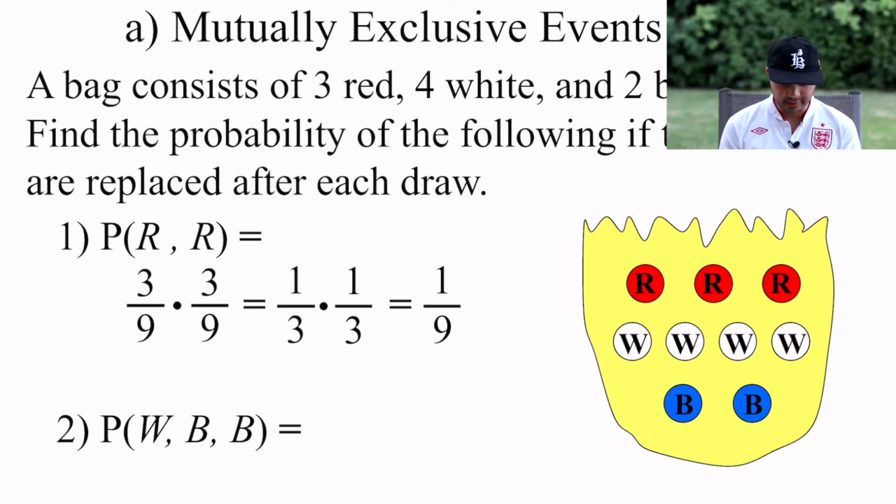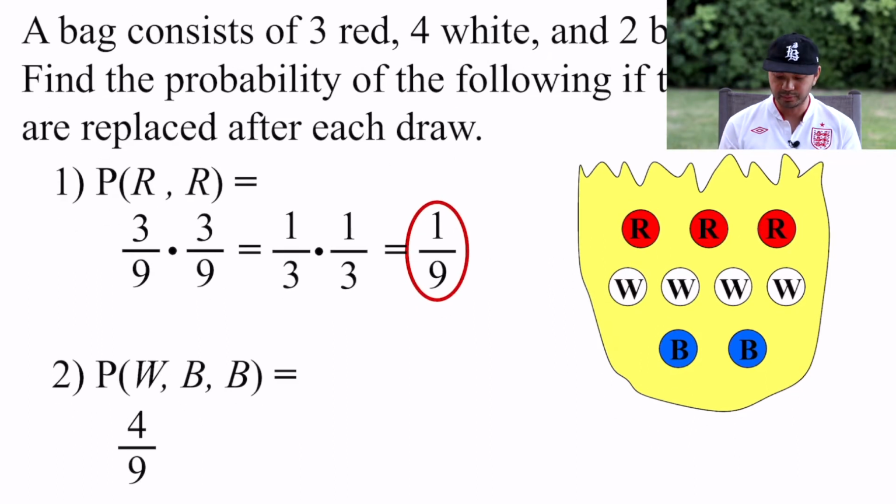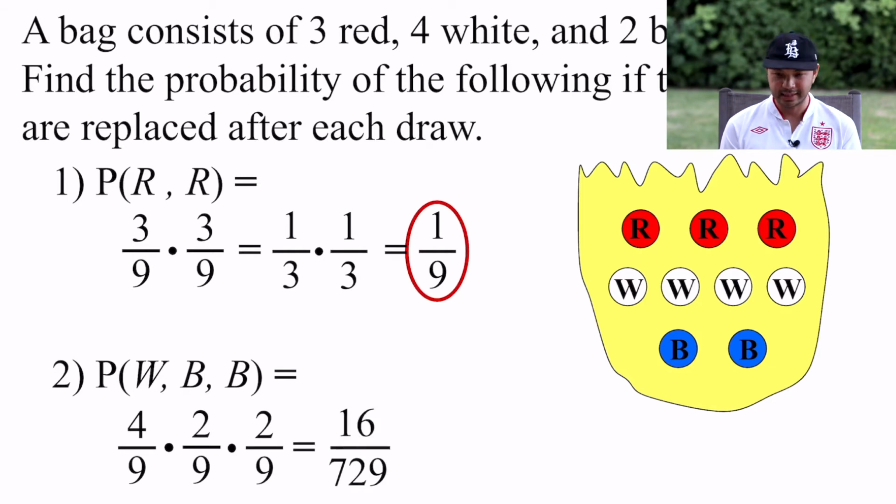Again, probability of getting a white marble, then a blue marble, then another blue marble, and you keep putting it back. So white marble there is 4, and you already know it's 9. So 4 out of 9. The blue marble, there's 2 blue marbles there out of 9. So 2 out of 9, and then times 2 out of 9 again. See if you can cross cancel anything. Unfortunately, you cannot. So you're going to end up with a big number, 16 out of 729. So that is your probability of getting white, blue, and then blue with replacing it.